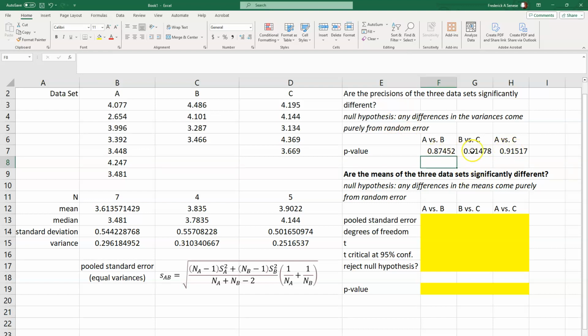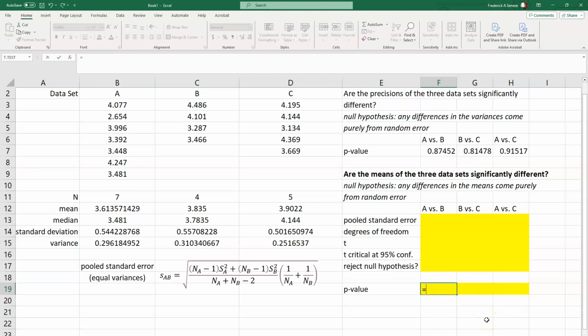Essentially what we found, since none of the p-values were 0.05 or less, is that all of the data sets have essentially equal variances. We cannot say that they have significantly different variances. So that's going to determine how we do the t-test in some ways. There are two ways to do the t-test, a long way and a short way. The short way is to just calculate the p-values for the test. That's the easier way. Let's do that first.